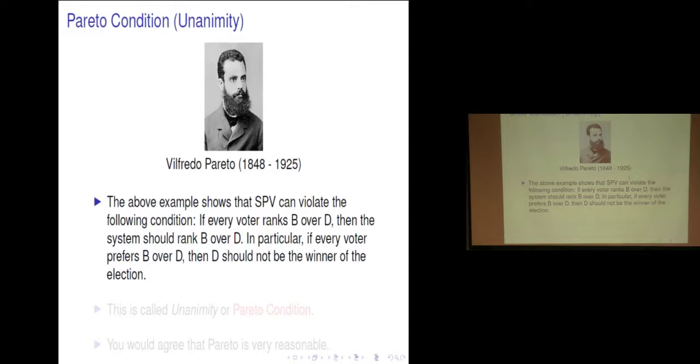If every voter ranks B above D, then the system should rank B over D. If every voter ranks B over D, then D should have no chance. D should be eliminated in the first round. In particular, if every voter prefers B over D, then D should not be the winner of the election. So this is called Pareto, or the unanimity condition. Unanimity means everybody ranks B above D, and then D should be eliminated.